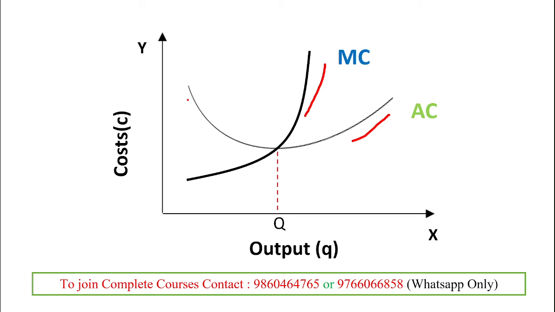At the starting of the production procedure, the AC is high, and after a minimum limit the AC attains, the MC cuts AC from below. At that point, MC equals AC, the slope of the AC is 0, and also the slope of the MC is 0. Clear?